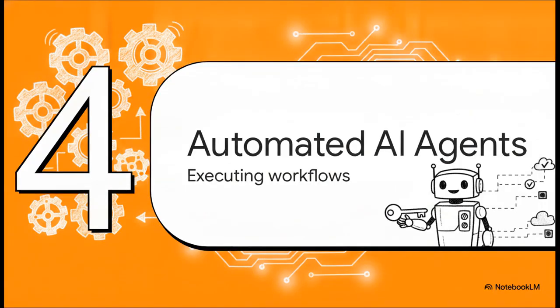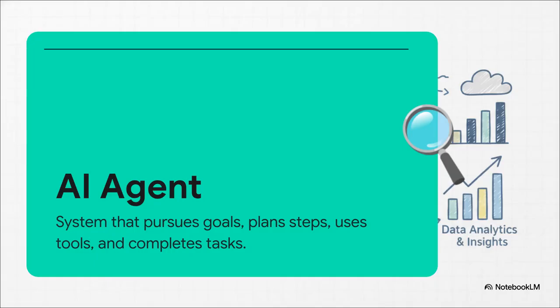Moving on to Section 4. AI agents and automated workflows executing tasks. What if we want to go even further? We're upgrading from an assistant who gives you advice to a system that actually has the keys to execute tasks. An AI agent is a system that can pursue a goal, plan steps, use tools, and complete multi-step tasks within defined boundaries. Now, agents introduce incredible speed and efficiency into an enterprise, but naturally, they also introduce much greater risk.